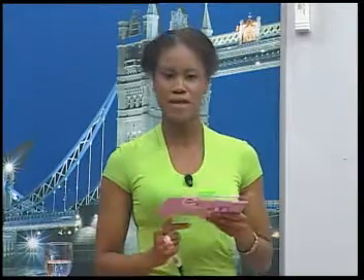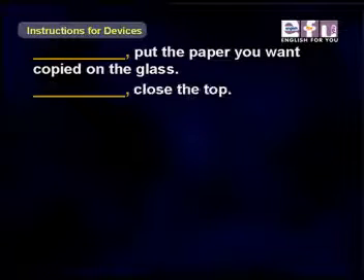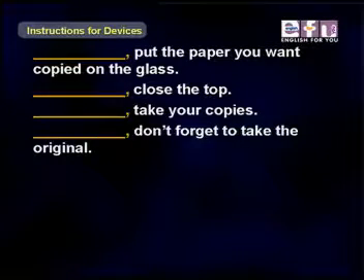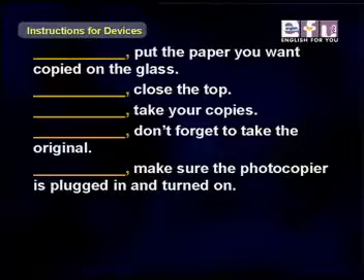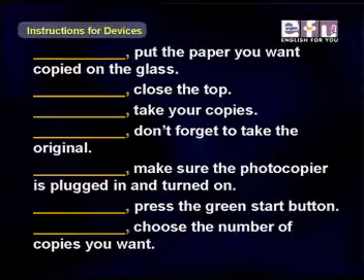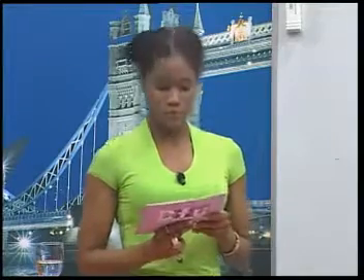Okay, please follow along on your screen and fill in the gaps. Put the paper you want copied on the glass. Close the top. Take your copies. Don't forget to take the original. Make sure the photocopier is plugged in and turned on. Press the green Start button. Choose the number of copies you want. Now you tell us the order.